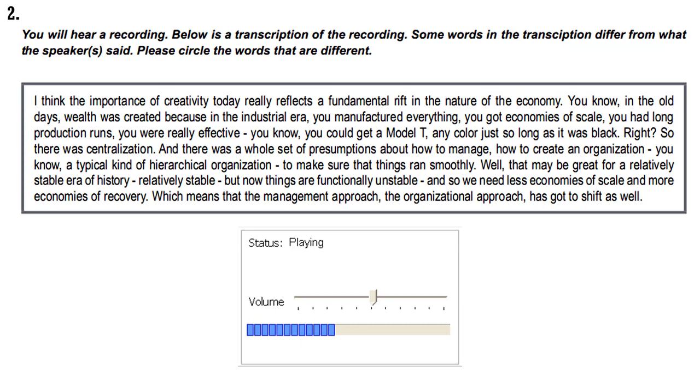So there was standardization. And there was a whole set of assumptions about how to manage, how to create an organization, a typical kind of hierarchical organization to make sure that things ran smoothly. Well, that may be great for a relatively stable era of history, but now things are fundamentally unstable. And so we need less economies of scale and more economies of discovery, which means that the management approach, the organizational approach, has got to shift as well.